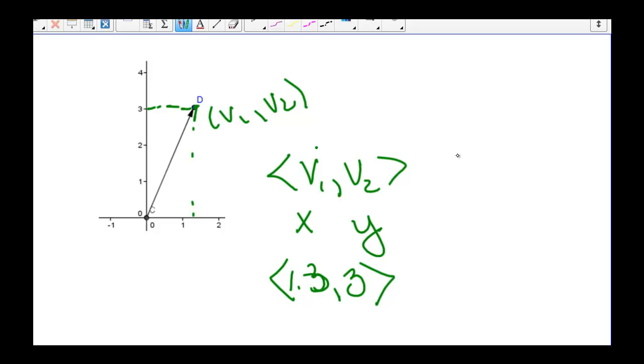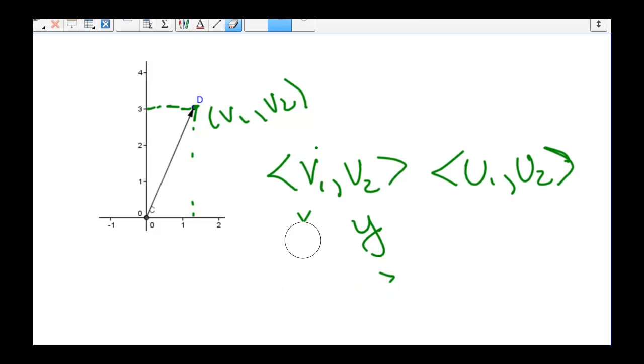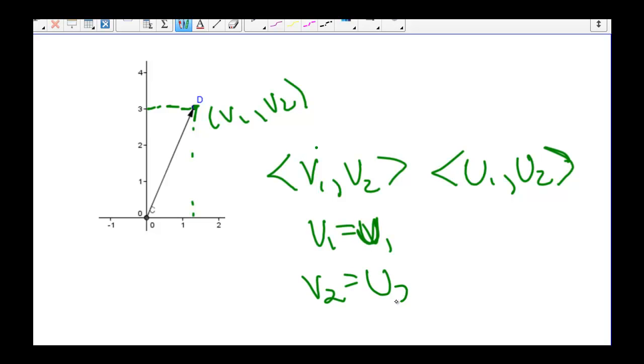If we have vector v1, v2 and vector u1, u2, let's say we have two vectors, v1, v2, and u1, u2. These vectors are equal if and only if v1 equals u1 and v2 equals u2.